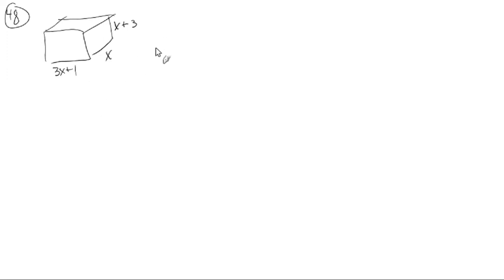So to find the volume of a box, we multiply the length times the, I guess what I've been calling depth, we could call width, and multiply that by the height. So you take the length times the width times the height, side times side times side. So this volume will be 3x plus 1 times x plus 3. Okay?